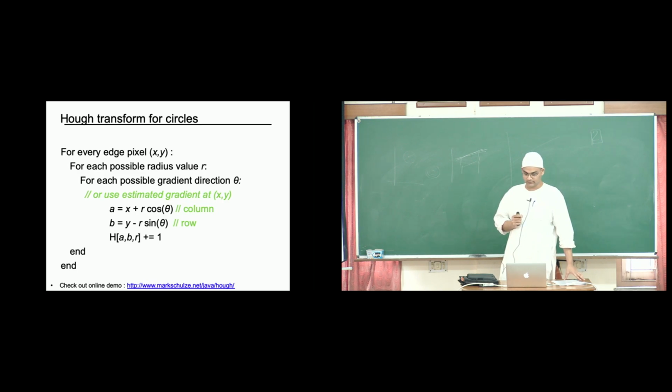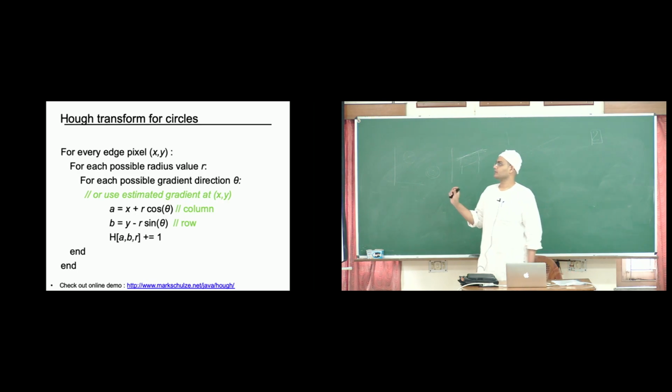So how does the algorithm look? For circles, for each possible radius value r, provided r is unknown, and for each possible gradient direction theta, you calculate a and b. a is equal to x minus or plus r cos theta, and b is equal to y minus or plus r sin theta, depending on the way you are taking it, and from there you give a vote. Clear?